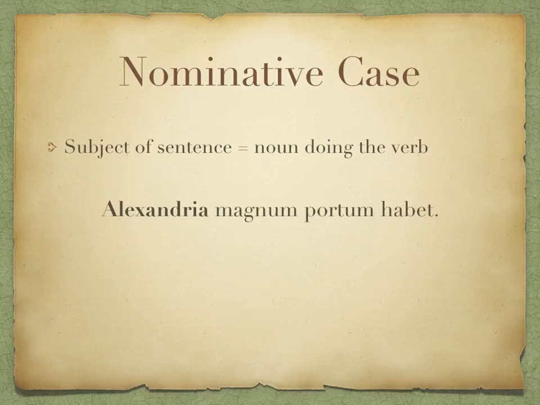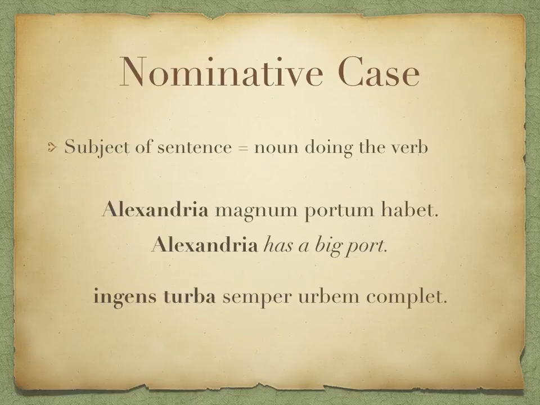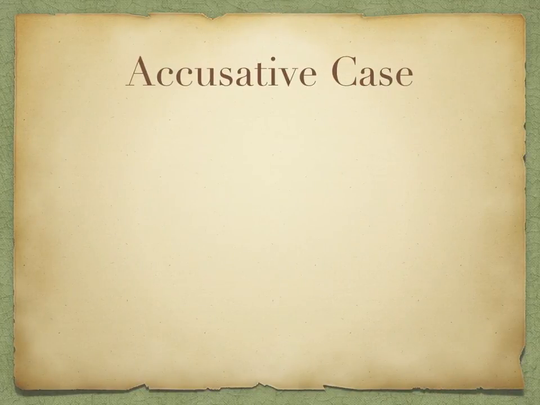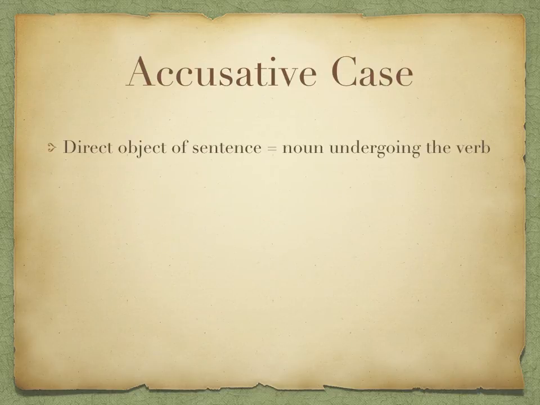So in this example, Alexandria magnum portum habet, Alexandria is in the nominative case because it is the subject of the verb habet, meaning has. Ingens turba semper urbem complet. The nominative case is used for ingens turba, the huge crowd, because it is the subject of the verb complet, or fills. The accusative case is used for the direct object of the sentence.